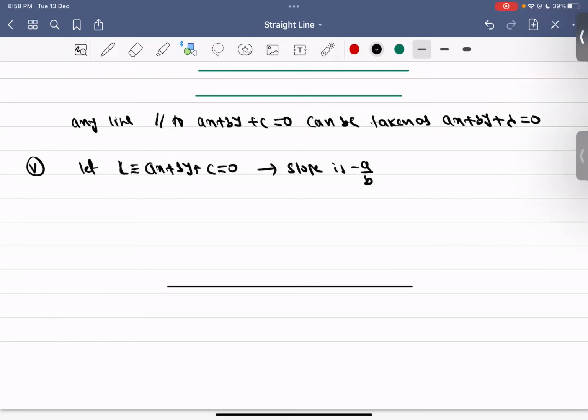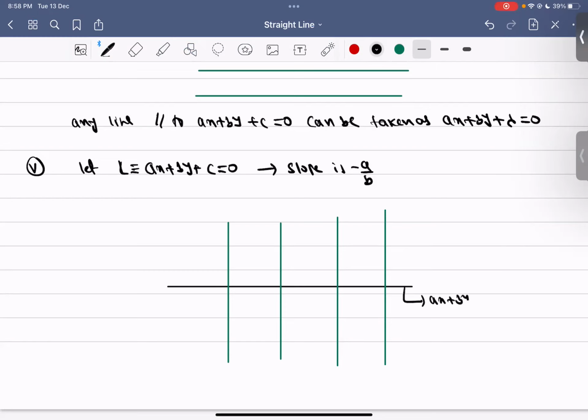How many perpendicular lines are possible for the given line? Similarly, infinitely many perpendicular lines are possible for the given line. So this is the given line ax plus by plus c equal to 0. So infinitely many perpendicular lines are there. So how to write these infinitely many perpendicular lines?